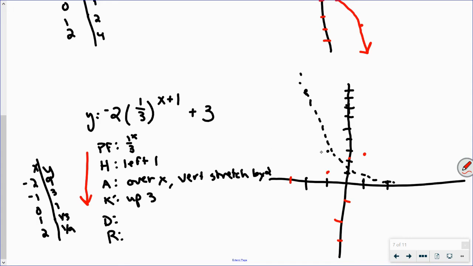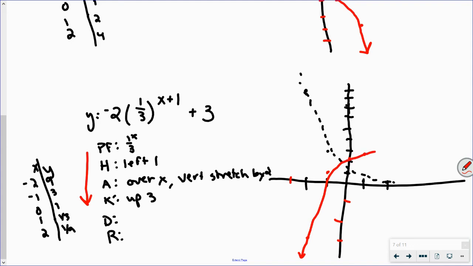Okay, here we're going to go left 1, flip it over. So that's negative 3. Multiply it by 2. That's negative 6. Go up 3. That's negative 3. So if I do this last one, it's not even going to be on here. So here is kind of my graph right now.